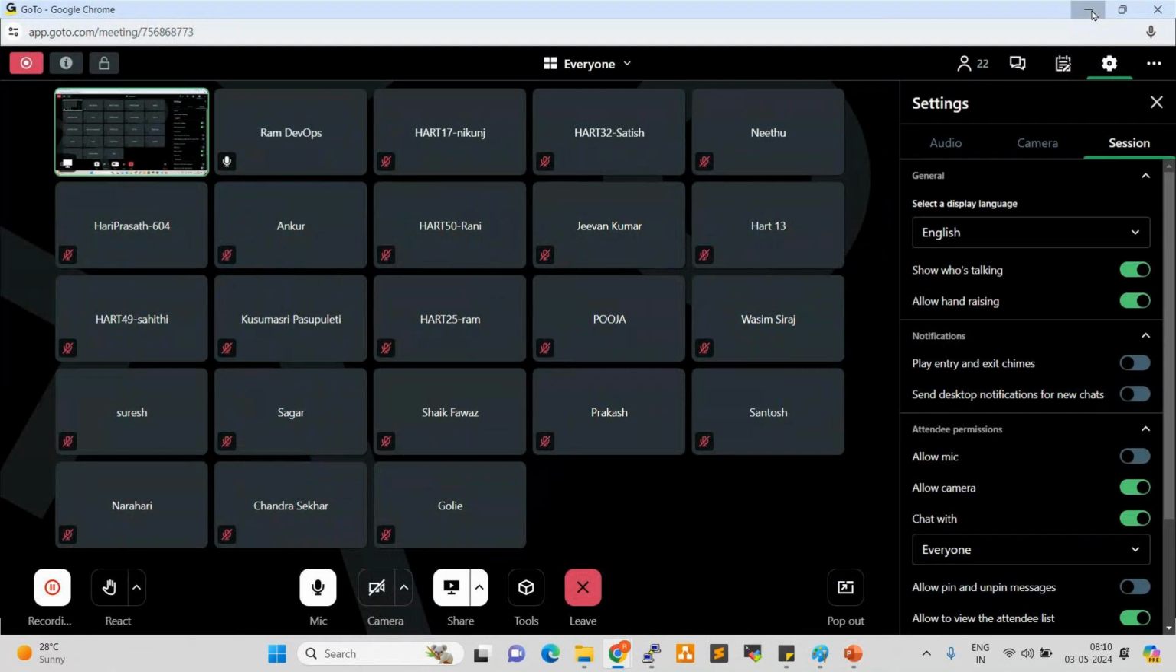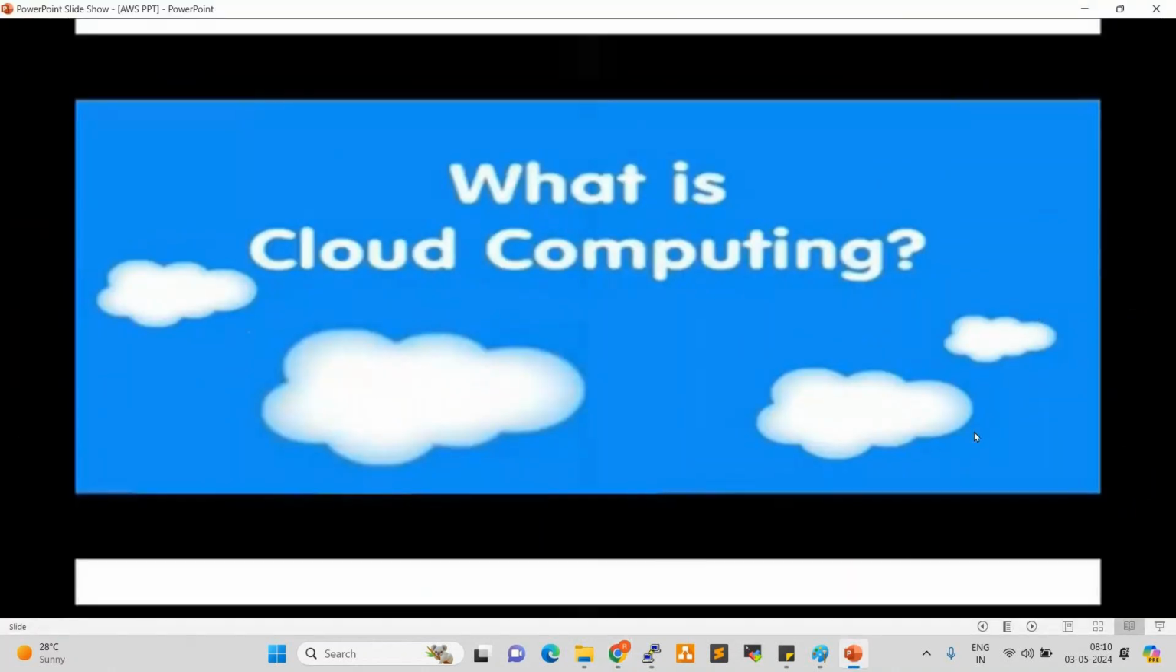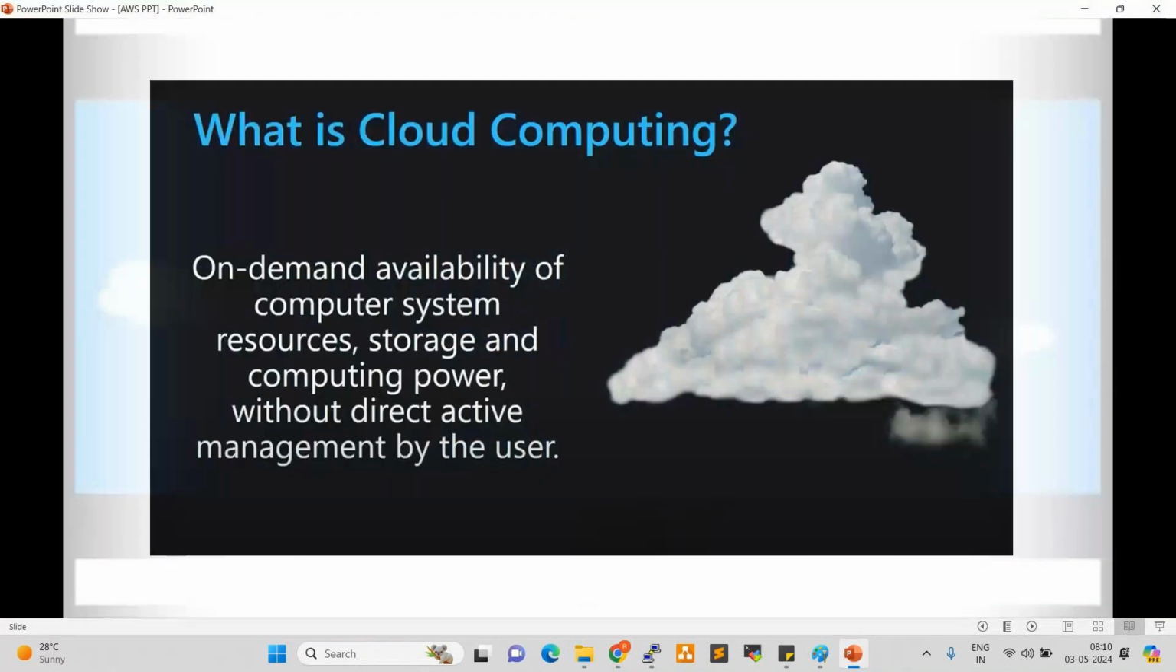Right. So this is the definition I collected from Google. It is the on-demand availability of computer system resources, storage, and computing power without direct active management by the user. What does it mean, right?